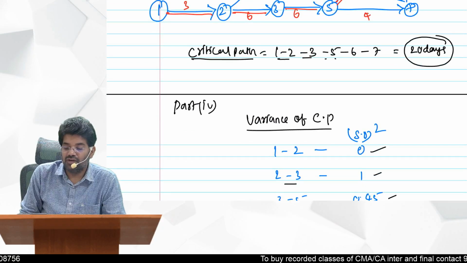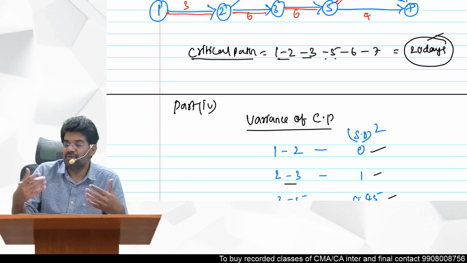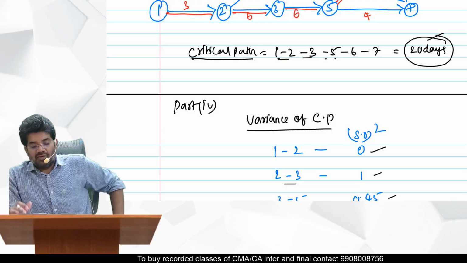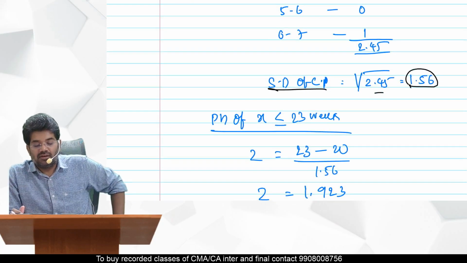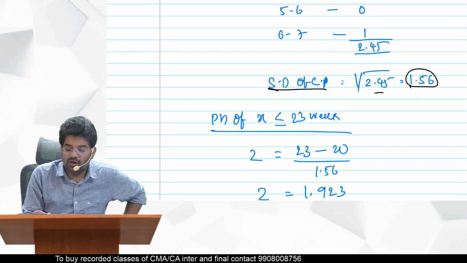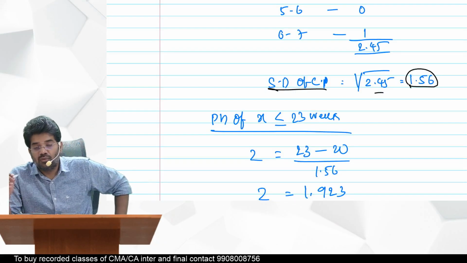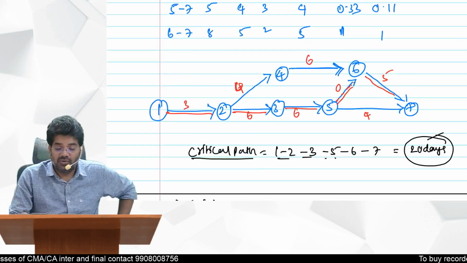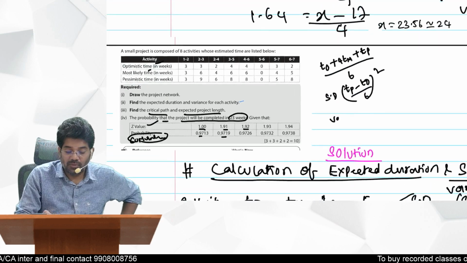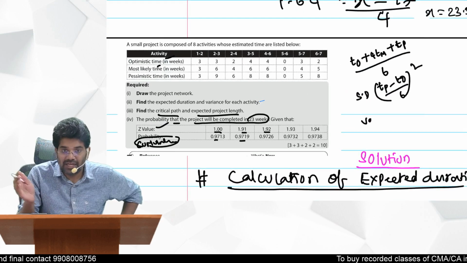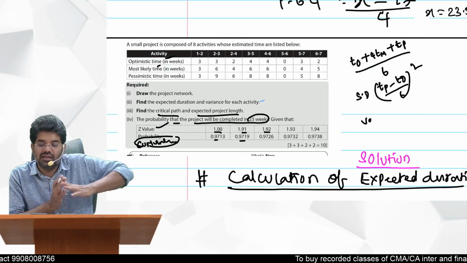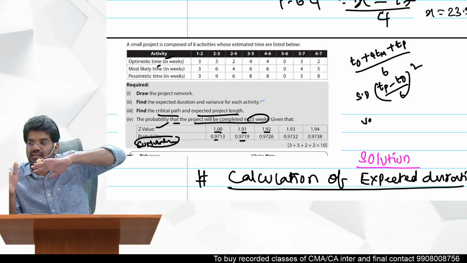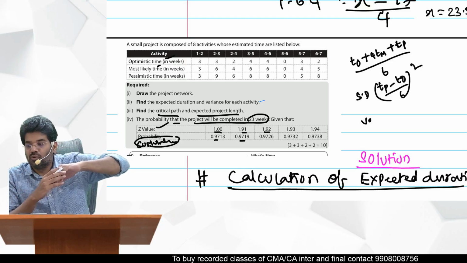Okay, so now you know the critical path, which is our estimated project duration, the completion time. And we even know the standard deviation of the critical path. Now the first question is, what is the probability of project completion in 23 weeks? What exactly is the question here? The probability that the project will be completed in 23 weeks. In 23 means within 23, so less than or equal to 23 weeks.